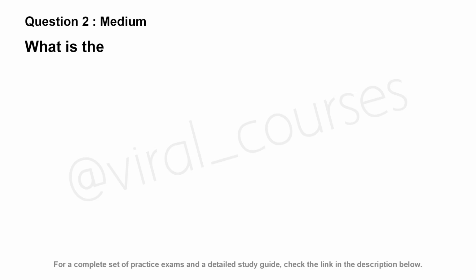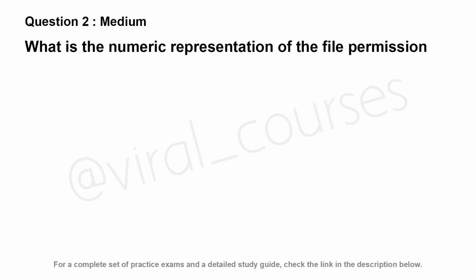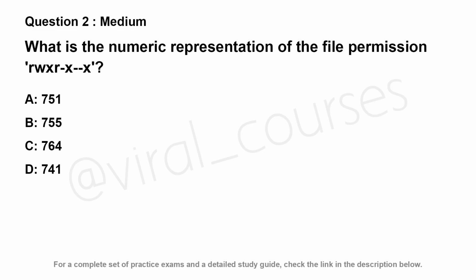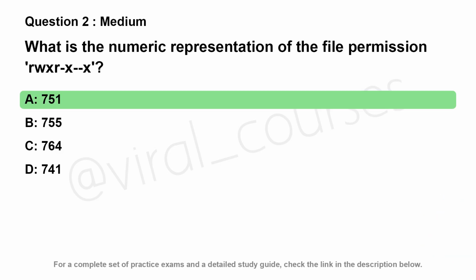What is the numeric representation of the file permission rwxr-x--x? Option A, 751. Option B, 755. Option C, 764. Option D, 741. The correct answer is A.